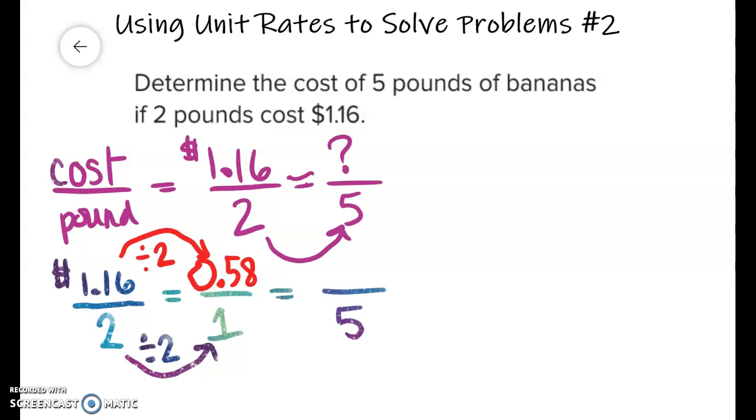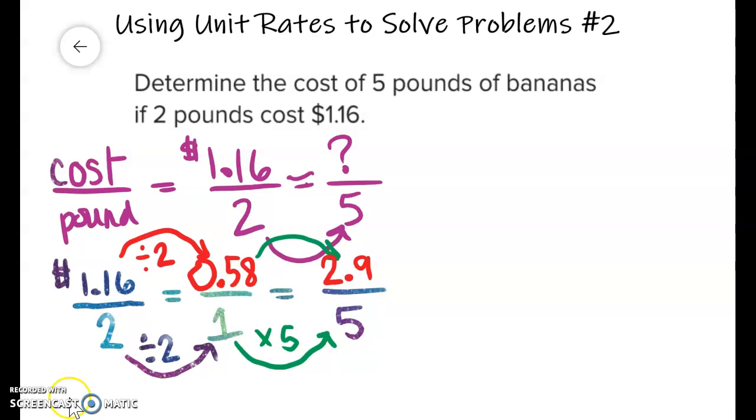So then I'm just going to go back and I'm going to ask myself, how am I going to turn that 1 into a 5? I'm going to multiply 1 times 5. How am I going to turn 58 cents then into the cost of 5 bananas? I'm going to take 0.58 and I'm going to multiply it by 5. Yes, you may use a calculator. When you do it on the calculator, however, you get 2.9.